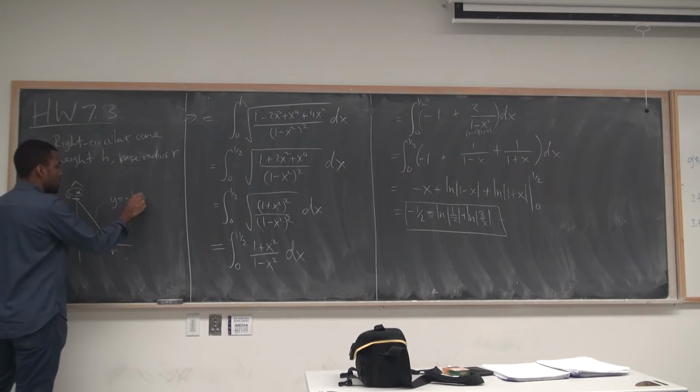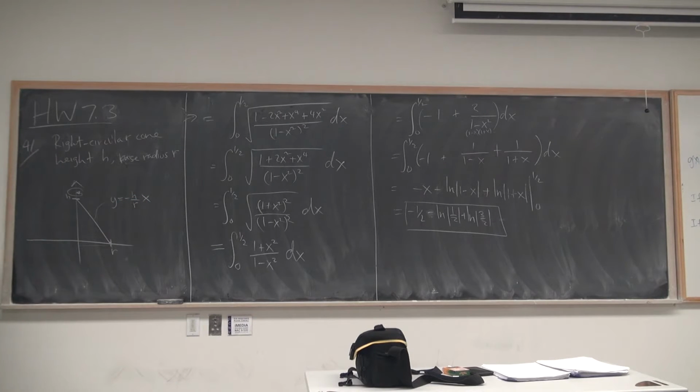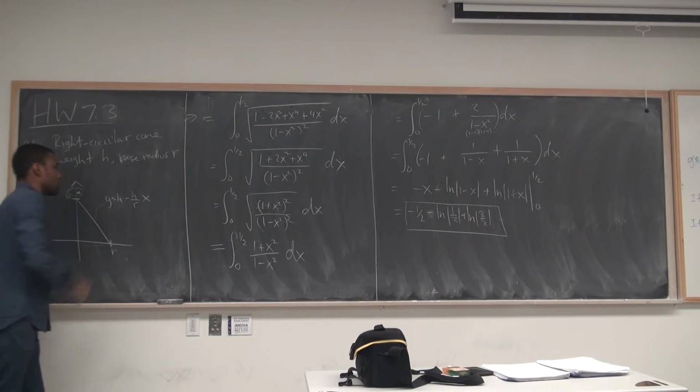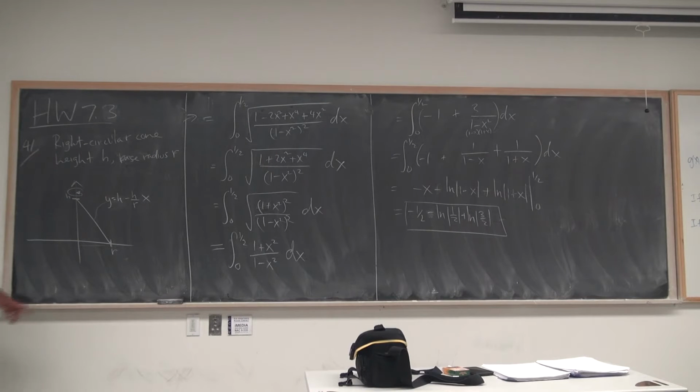Minus h over r x, plus what? Plus h. So the line is y equals h minus h over r times x. Right, so at this point when my x becomes r, I get h minus h, which gives me the y value 0. When my x is 0, my y value is h, so that's actually the equation of the line.